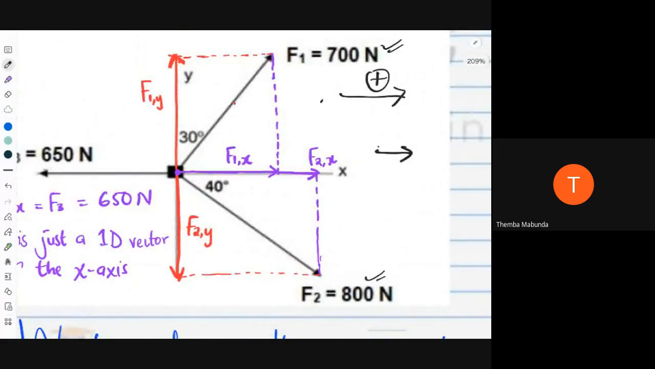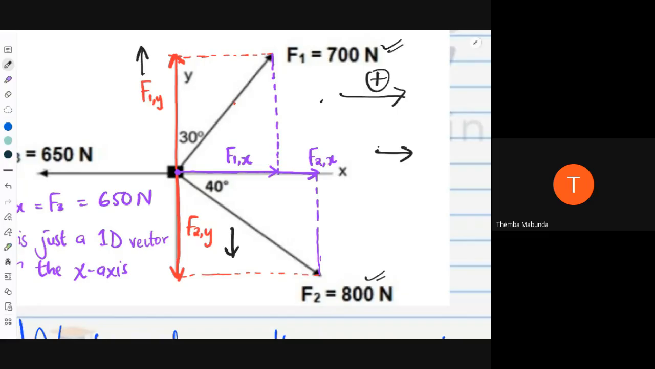Ooh, you see, F1y is up while F2y is going down. So that means one of them has to be negative. Now, since we chose up as positive, which one of these two will be negative? Will it be F1y or will it be F2y? And why? I see Vigil also answered. Okay, I see your answer, Vigil. Yeah, proper. So which one will be negative between F1y and F2y?